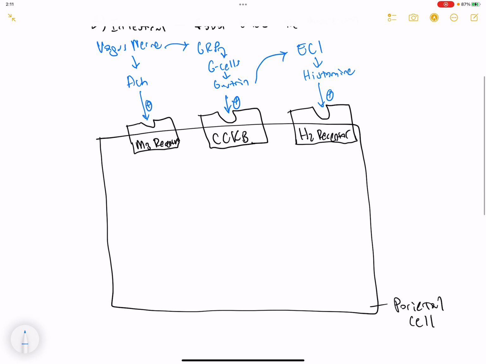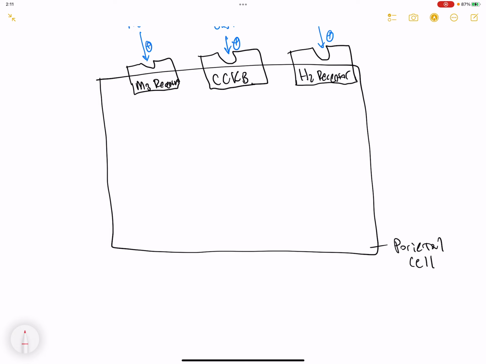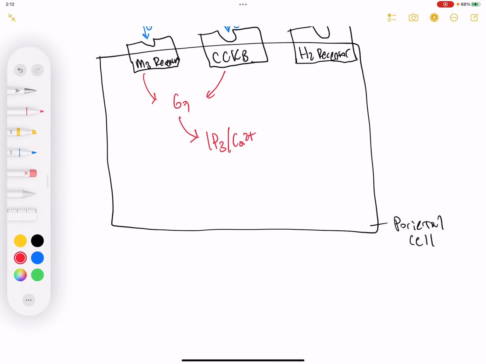It is important to know that secondary messengers are going to result in the production of acid in the parietal cell. Now, M3 receptor and CCKB are going to use the second messenger system Gq, which is going to stimulate IP3 and calcium. And IP3 and calcium are going to then act on the hydrogen-potassium pump. And when they act on it, then hydrogen is going to be released by the cell.